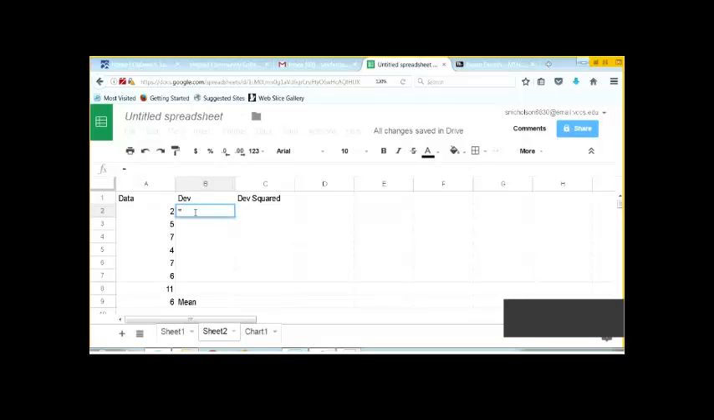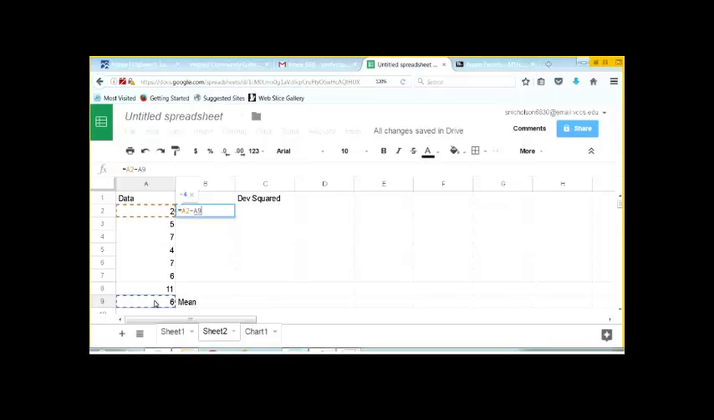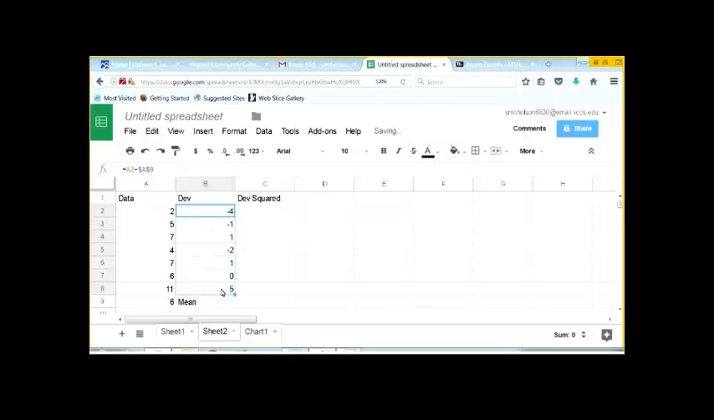Now my deviation is going to be my data value minus my mean. And I have to change this to dollar signs. If you push F4, it'll change it automatically to dollar signs. What that does is it means that the second term is the same in all these calculations. I'm always subtracting the same mean. So I get -4, which is what I got before, and then I can just copy that formula down, and I get all the deviations. And if I add the deviations together, I get 0.